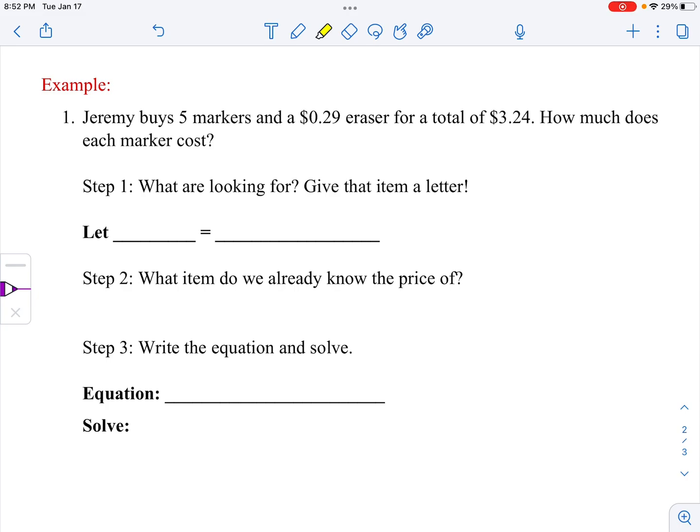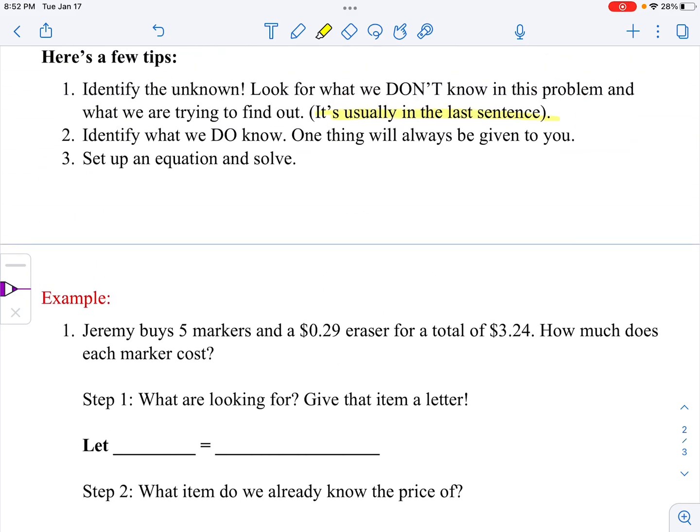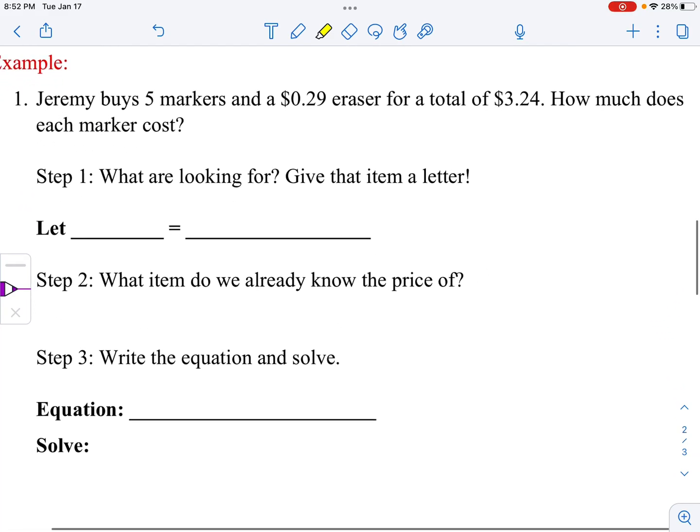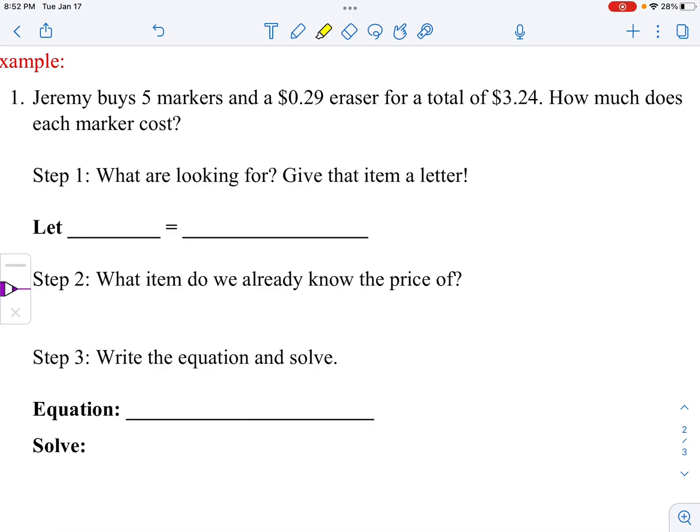So the problem says, Jeremy buys 5 markers and a 29-cent eraser for a total of $3.24. How much does each marker cost? So step 1 guides us. It says, what are you looking for? So according to my tips up here, it's usually in the last sentence. So you read the last sentence again. How much does each marker cost? So what are we looking for? We're looking for the cost of the marker.